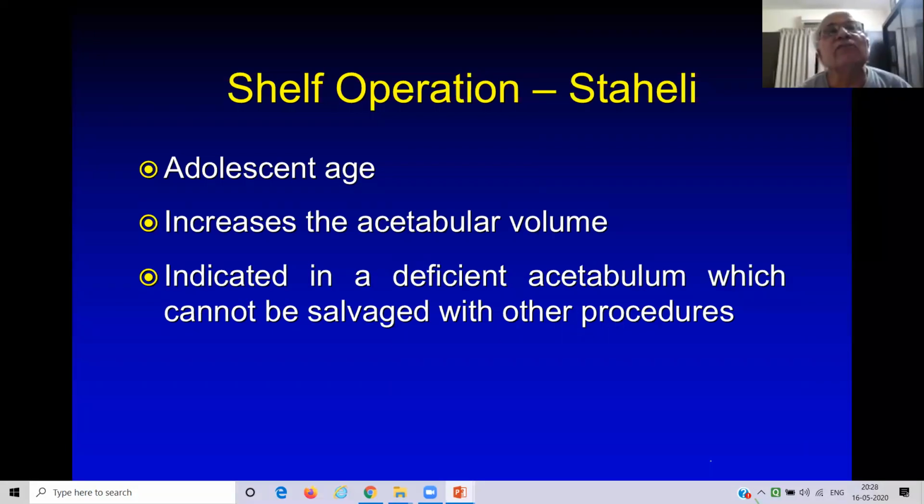Now, the shelf operation, that is called Staheli. We don't do it much now. This is now more of a theoretical procedure. This can be done in adults. It increases the acetabulum volume, indicated in a deficient acetabulum which cannot be salvaged with other procedures. That is the only indication. Some of the pediatric surgeons still do it when no other surgeries are available. So this can be one of the propositions, but it does not give a good effect.